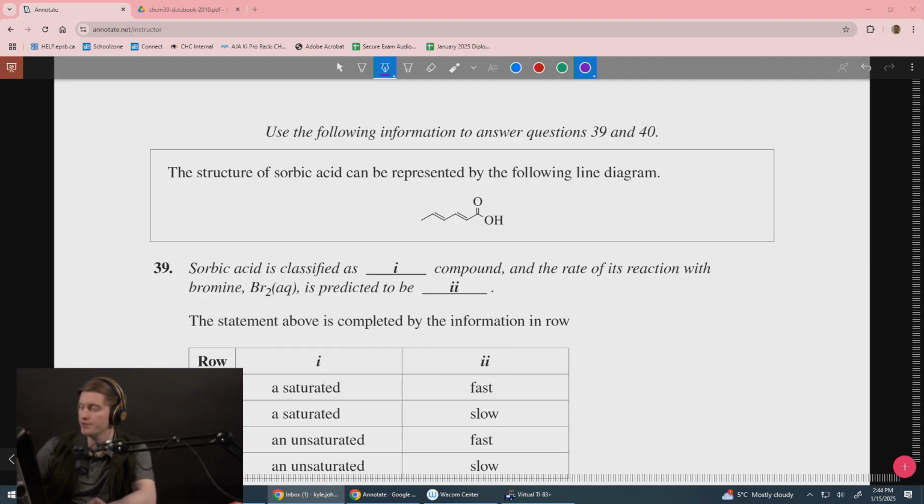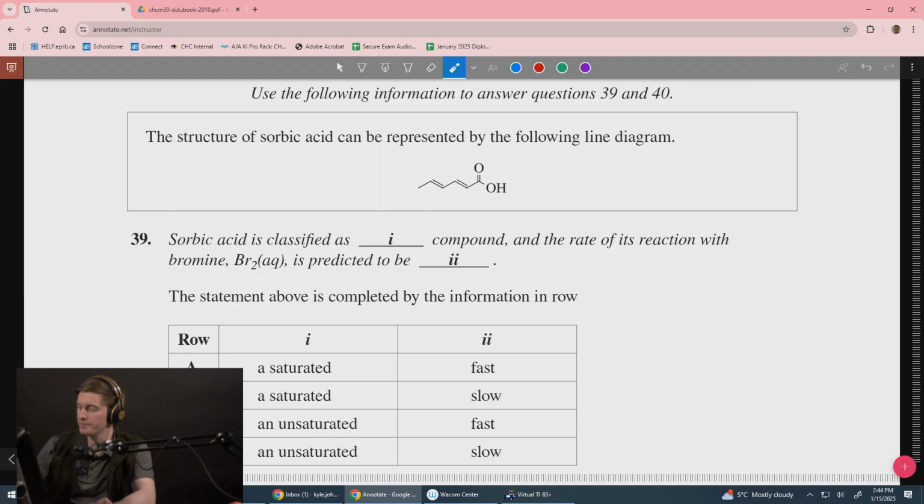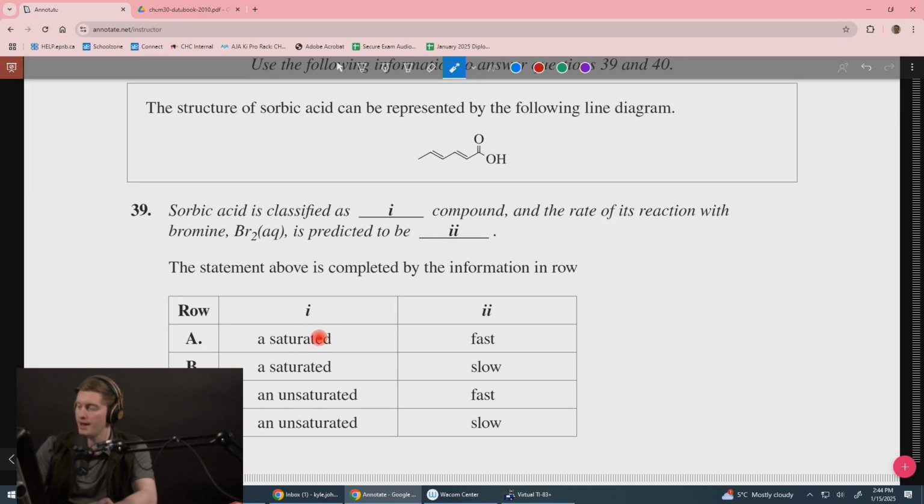The structure of sorbic acid can be represented by the following line diagram. Sorbic acid is classified as some type of compound, and the rate of its reaction with bromine, Br2, is predicted to be what? All right. Column I is going to fill in this blank with saturated or unsaturated.